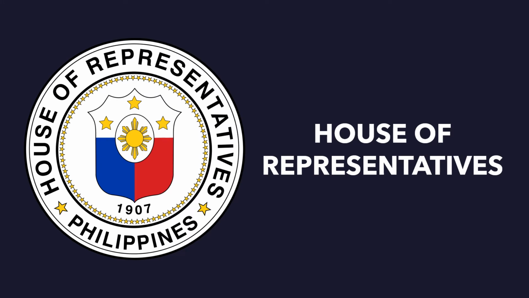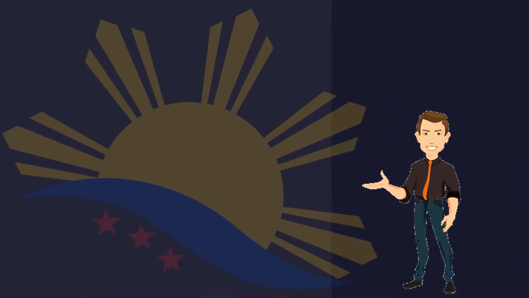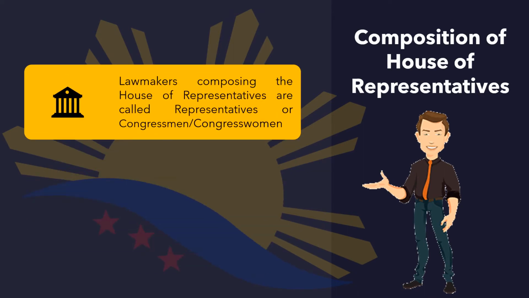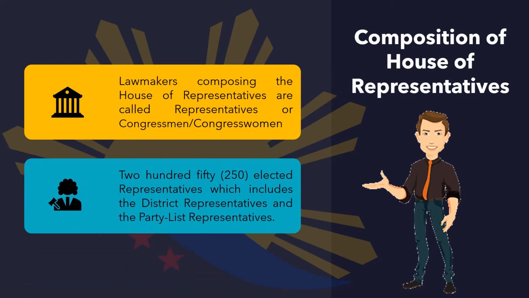The second chamber of the legislative branch is the House of Representatives. It is the lower chamber of the Congress of the Philippines and is headed by the Speaker of the House. It is bigger than the Senate and is divided into congressmen from districts and representatives from party lists. Composition of the House of Representatives. Lawmakers composing the House of Representatives are called representatives or congressmen or congresswomen. There are 250 elected representatives, which include the district representatives and the party list representatives.